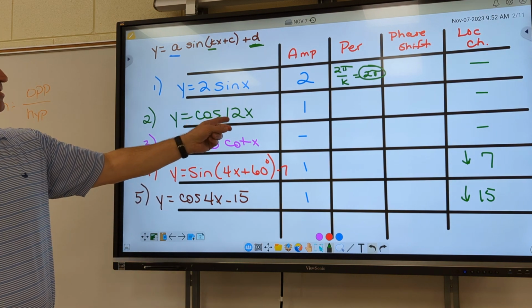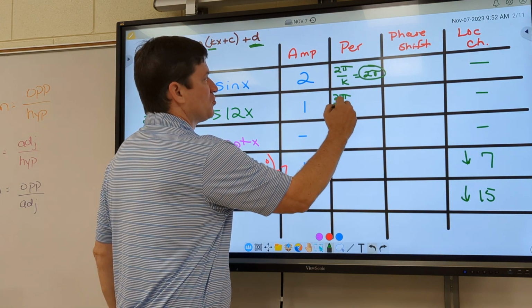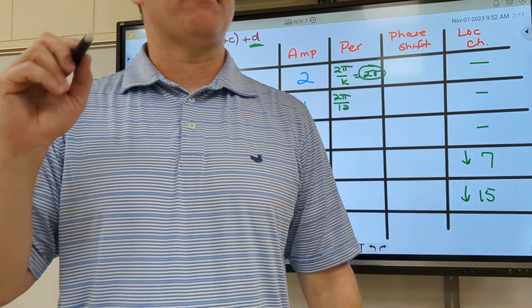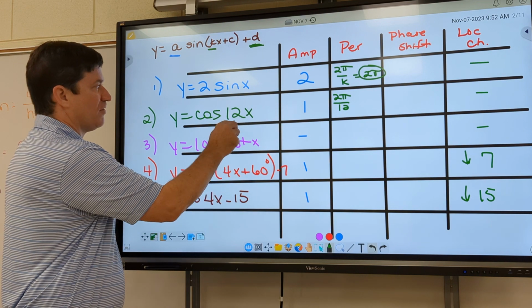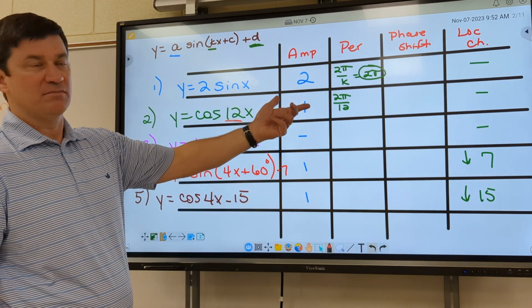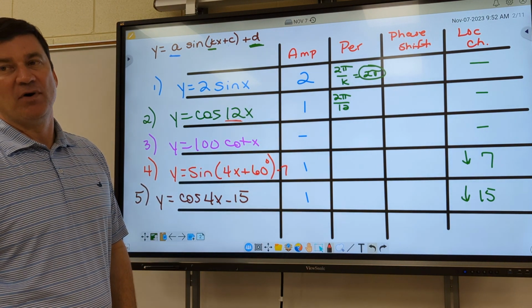All right, let's do another one. What number's in front of X on number 2? 12. So it'll be 2 pi over 12. Put it in your calculator and reduce, simplify that fraction. You said the number is in front of the X. Whatever number's in front of X is your K, and it goes on the bottom. So 2 pi over 12, put it in your calculator. Tell me what it equals.